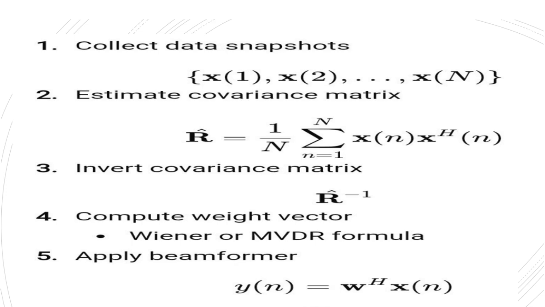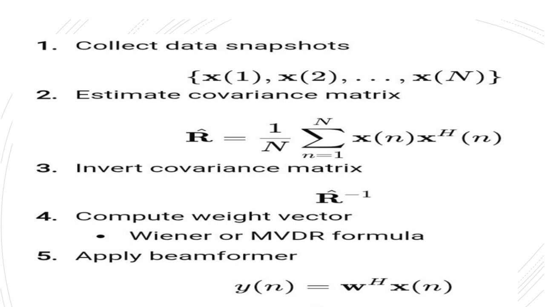The second thing is to invert this covariance matrix. The next thing is to find the weight vector, using the Wiener method or the Capon method. The Capon method we have already discussed, the MVDR method, minimum variance distortionless response. Through that we can easily compute the weight vector. The next thing is to apply the beamformer, so that is your final output signal.